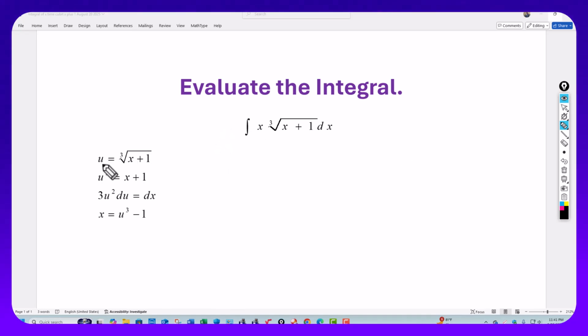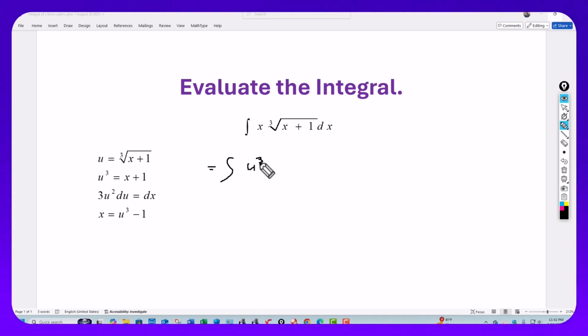So here's my substitution. u equals the cube root of x plus 1. That'll be this. There's my replacement for that. I cube both sides here, and I get u cubed is equal to x plus 1. Take the derivative. On the left side, I get 3u squared du. On the right side, I get dx. So the dx will be replaced by 3u squared du. And of course, the radical is going to be u. And then from this right here, solving for x, I get x is equal to u cubed minus 1. I've got a replacement for that. So we can go from there then.